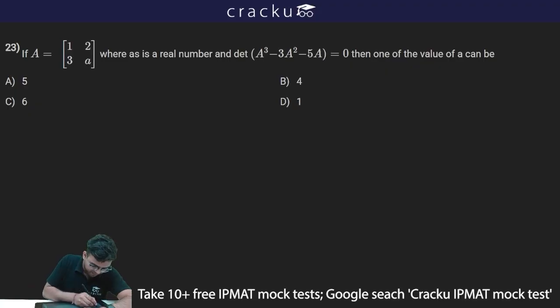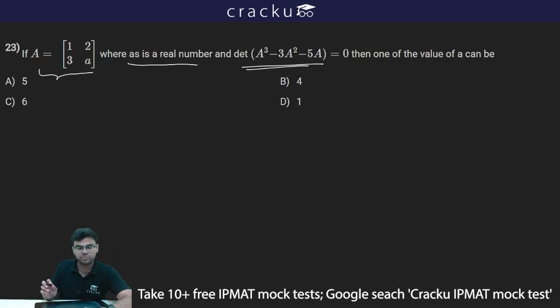Next question says, if A is the matrix with rows 1, 2, 3 and a, where a is a real number, and the determinant of a cube minus 3a square minus 5a is equal to 0, then one of the values of a can be. So we have to find out what can be the value of a.